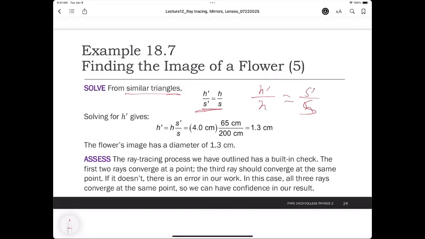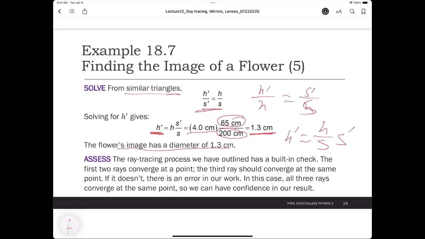Then we can solve for h': h' will equal h divided by s multiplied by s'. This is 4 centimeter, this is 65, and this is 200 centimeter. So h' should be around 1.3 centimeter. The flower's image has a diameter of 1.3 centimeter.